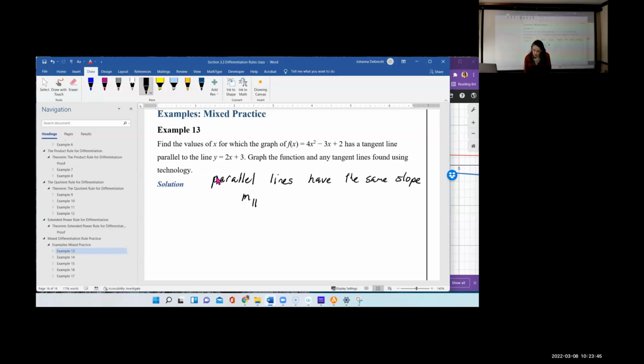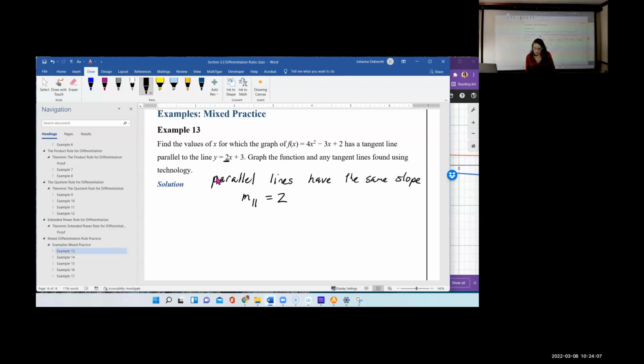So m parallel is going to have to be equal to 2, because the slope of this line, since it's in slope-intercept form, is 2. Remember, slope-intercept form is y equals mx plus b, all right? So this is definitely 2x plus 3, so the slope is 2. So we want our slope to be 2.